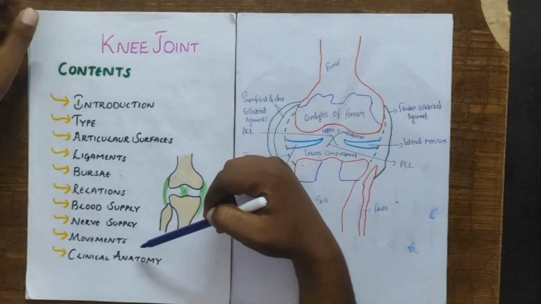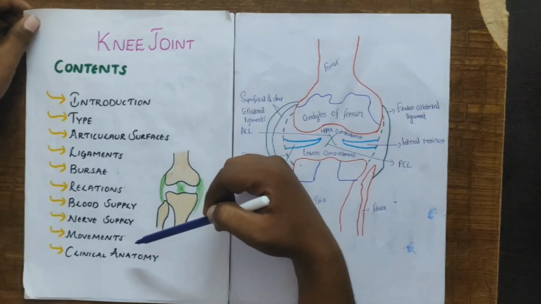Hi guys, today my topic is knee joint. There are 9 contents in knee joint: introduction, type, articular surfaces, ligaments, bursae, relations, blood supply, nerve supply, movements, and clinical anatomy.